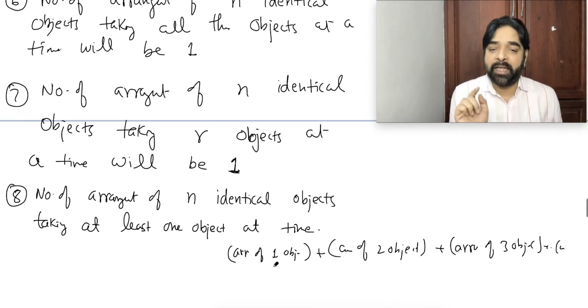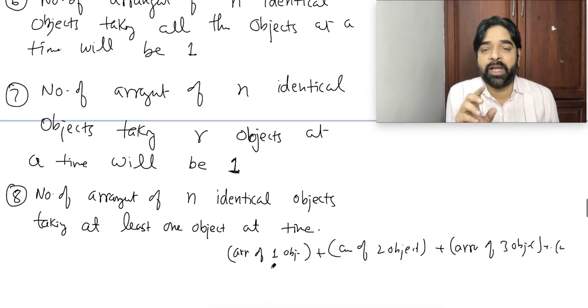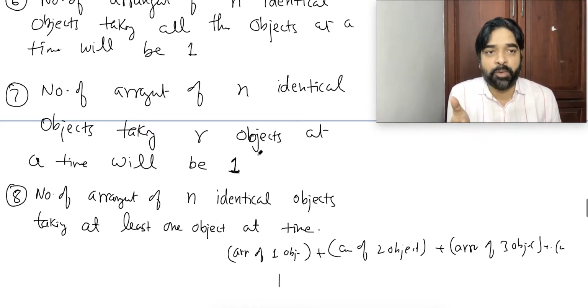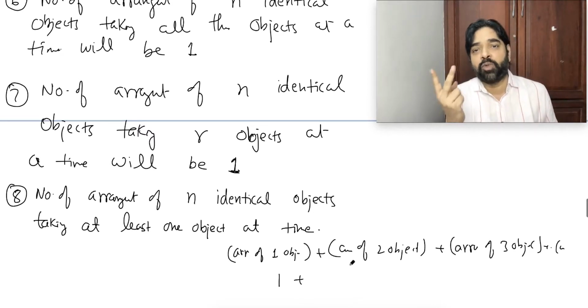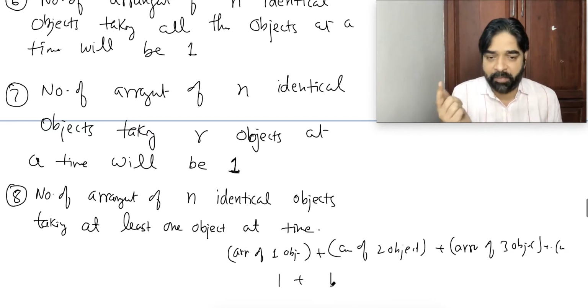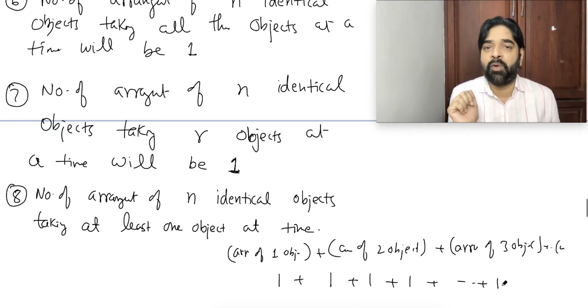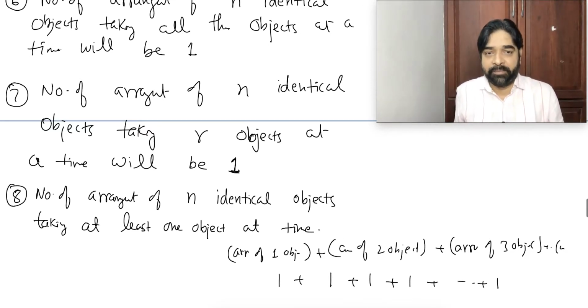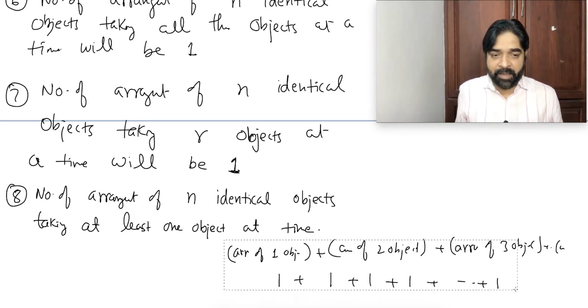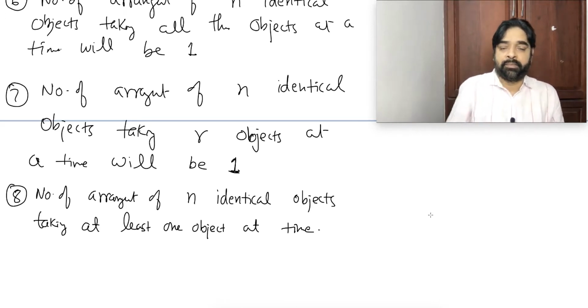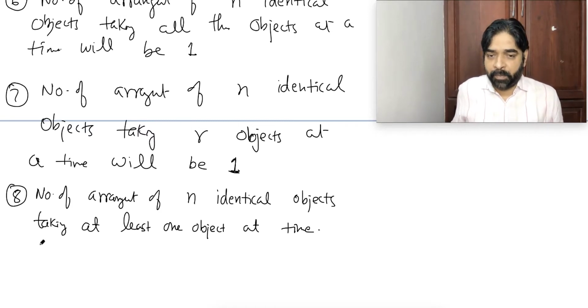Now think, arrangement of one object. In how many ways can you arrange one object out of n identical? One way. Plus arrangement of two objects. In how many ways can you arrange two objects out of n identical objects? One way. Plus 1, how many times? This will go up to n times. So the answer will be n.